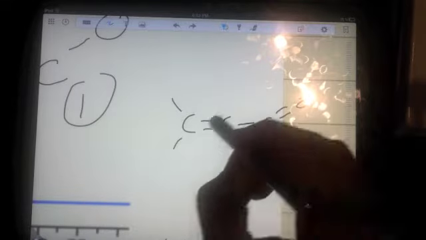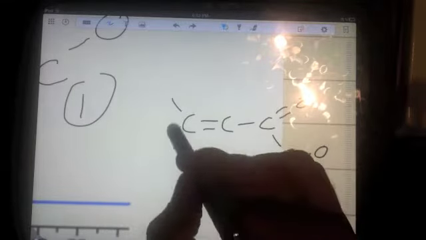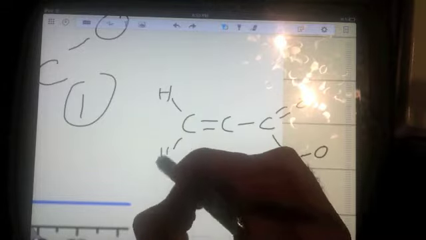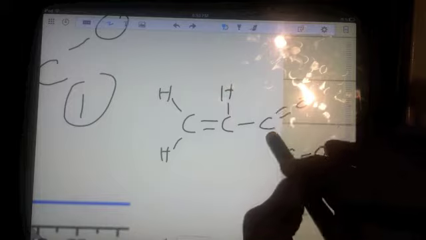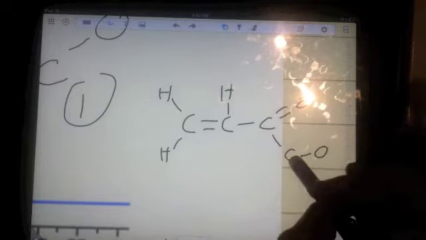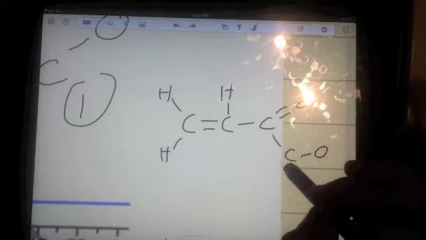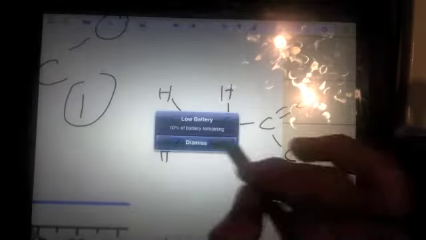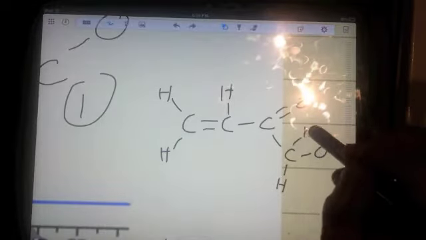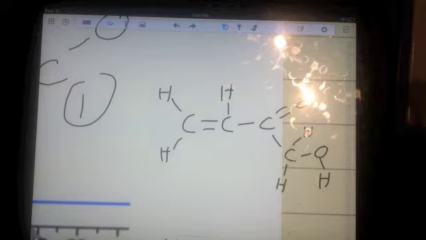So let's put in our hydrogens. How many hydrogens up here? We've got 1, 2 hydrogens here. We've got 1 hydrogen here. 1, 2, 3, 4. No hydrogen on this one. And what do we got? A hydrogen here. Another hydrogen here. And another hydrogen here.